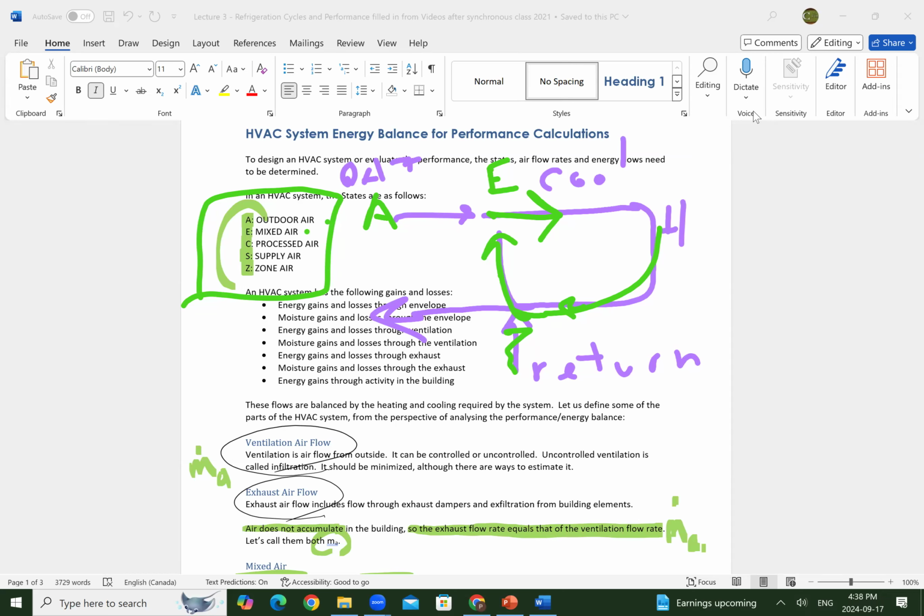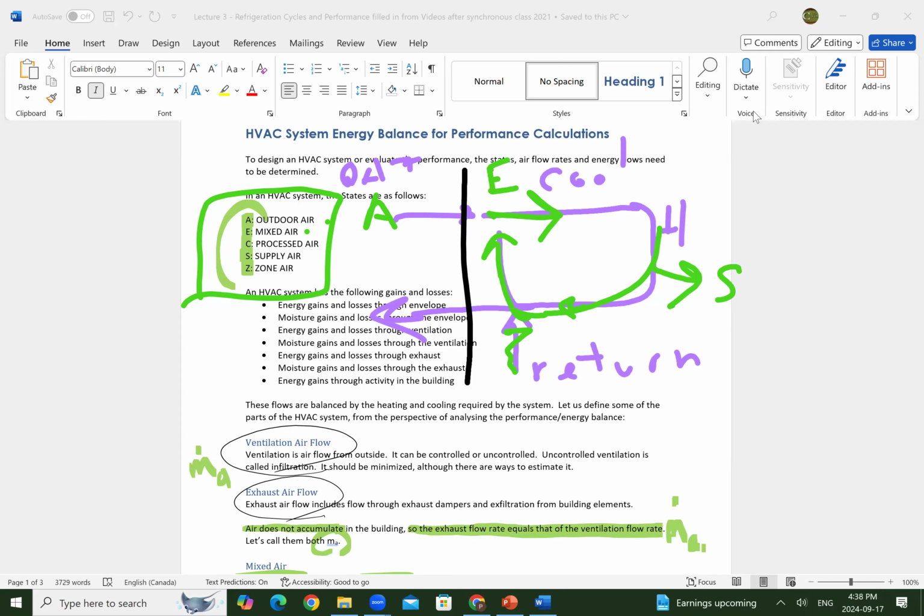And then there is processed air, supply air, and zone air. So we are going to supply this cooled and heated air into the room, and that's the supply air. And then we have zone air, which is what actually has to heat and cool the zone. So we need a zone being drawn on here.